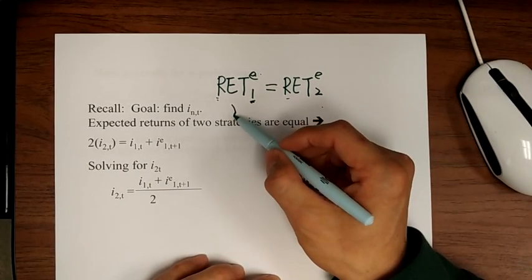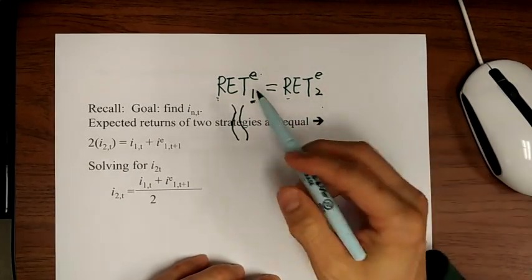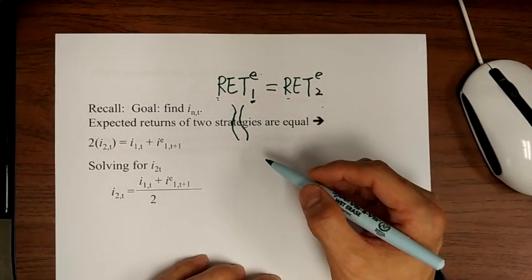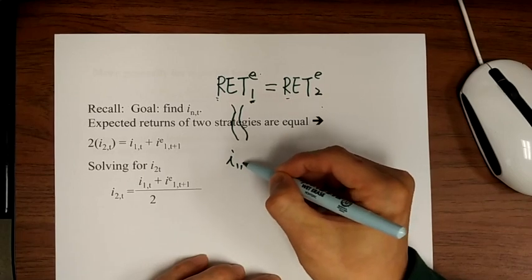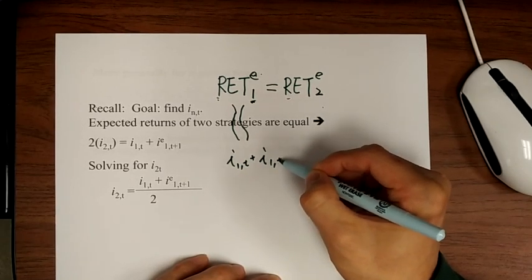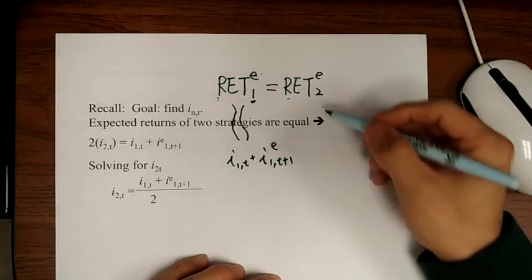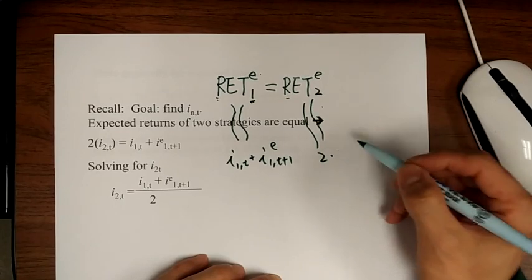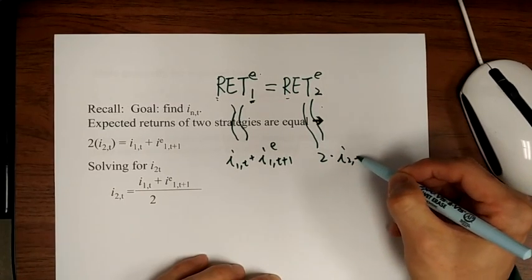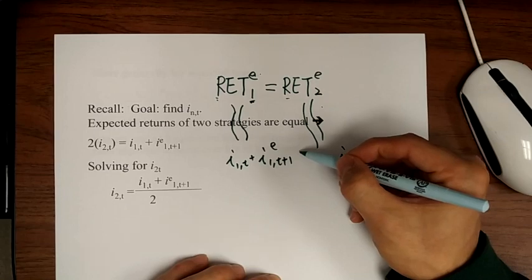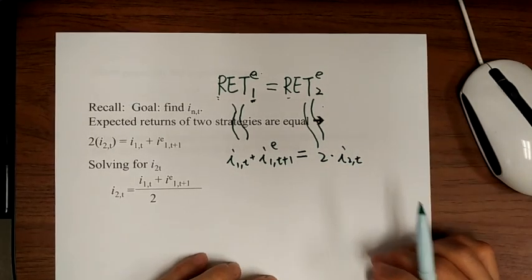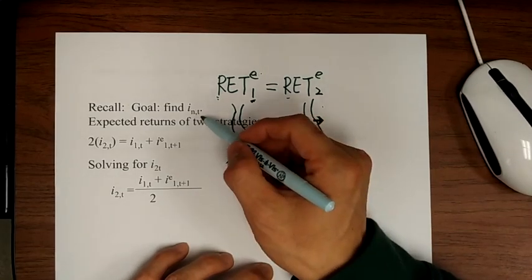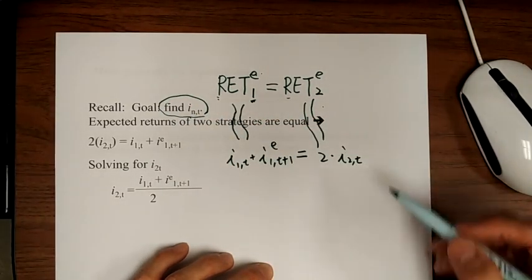Therefore, remember, expected return of the first strategy is I1t plus I1t plus 1e. Expected return from the second strategy is very close to 2 times I2t. Expectation theory says these two should be the same. And remember, what is our goal? Our goal is to find I2t.